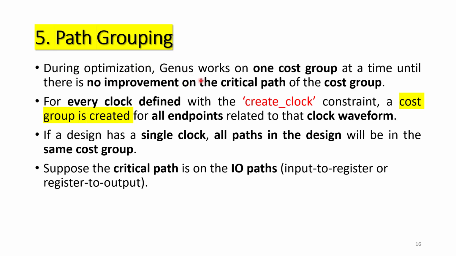During optimization, Genus works on one cost group at a time until there is no improvement on the critical path of the cost group. So critical path is a path which is having max delay. Now let us understand what is this one cost group.